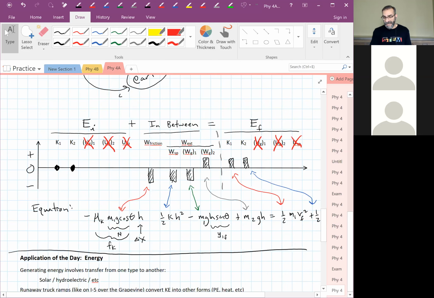So we'll end it here. We'll start with momentum next week. Energy and momentum go really nicely together, because in spots where we can't use energy to solve a problem, typically we can use momentum. They complement each other very nicely. So we'll start with that next week.